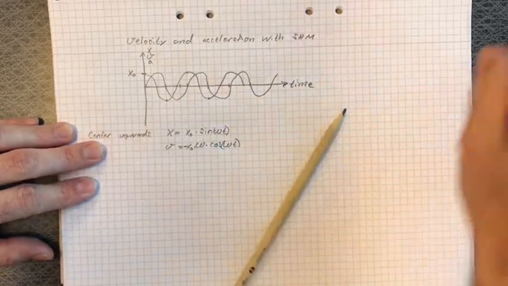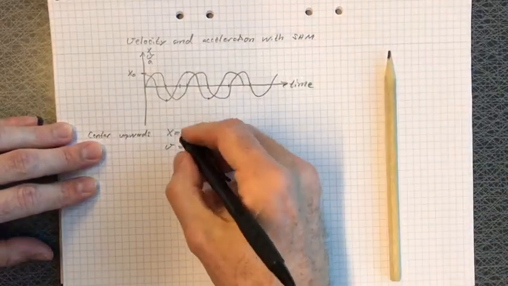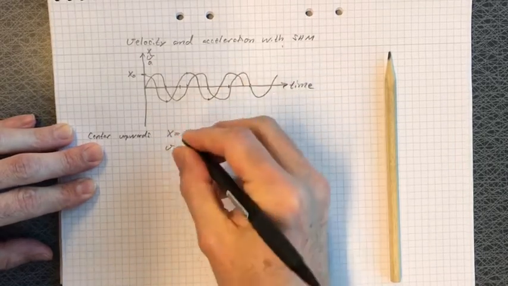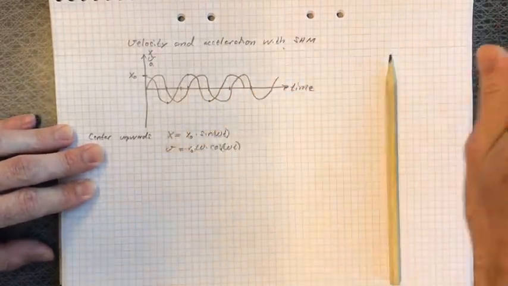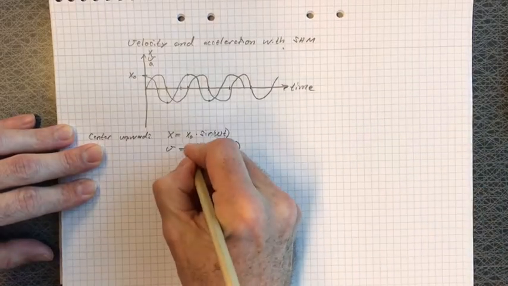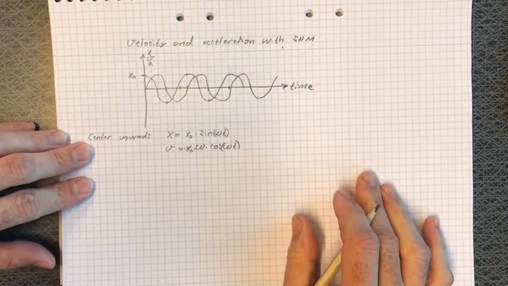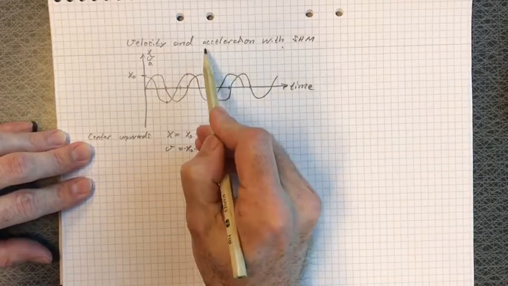No, sorry. Oh, don't listen to me. Not any negative signs here yet. The derivative of sine is a positive cos, so that this is true. I'm so sorry. Now, let's look at the acceleration.